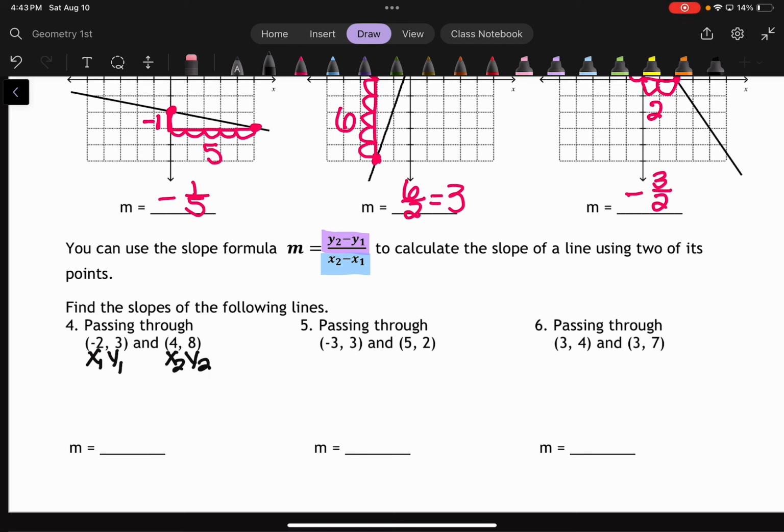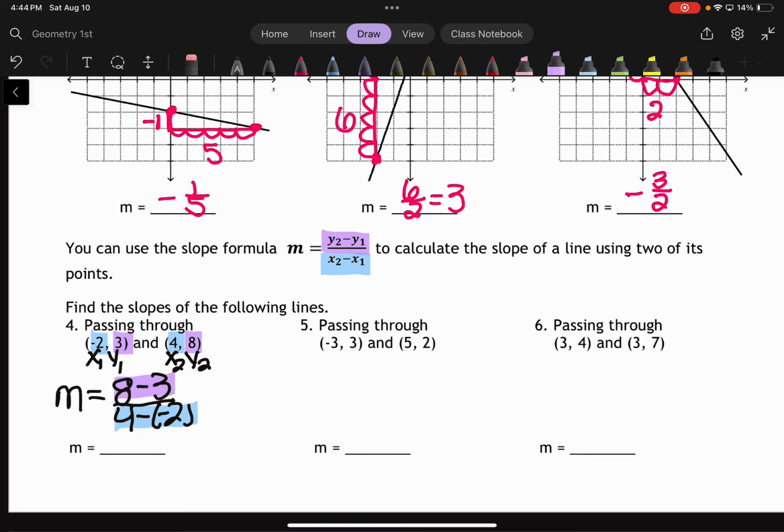So when we set this up, on the top, we subtract the y's. So on the top, we're going to be subtracting 8 minus 3. So for a slope formula M, we are going to subtract 8 minus 3 on top. And then on bottom, we're going to subtract the x values, and it's going to be 4 minus -2 because my x value is negative. So just be careful because a lot of the times we forget to put that negative if there's a negative in that point, especially when we're subtracting.